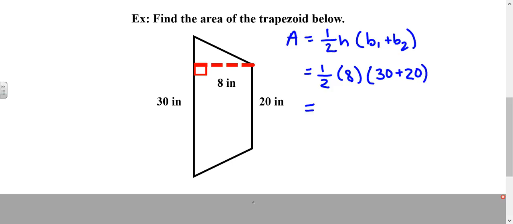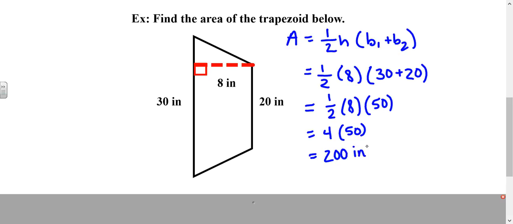Now if I'm following my order of operations, then I'm going to do the parentheses first. So 30 plus 20 would be 50. So I have 1/2 times 8 times 50. And then I can just multiply straight across. So 1/2 times 8 would be 4. And then times 50, which would equal 200. And because this is area, I'm going to label it in square inches.